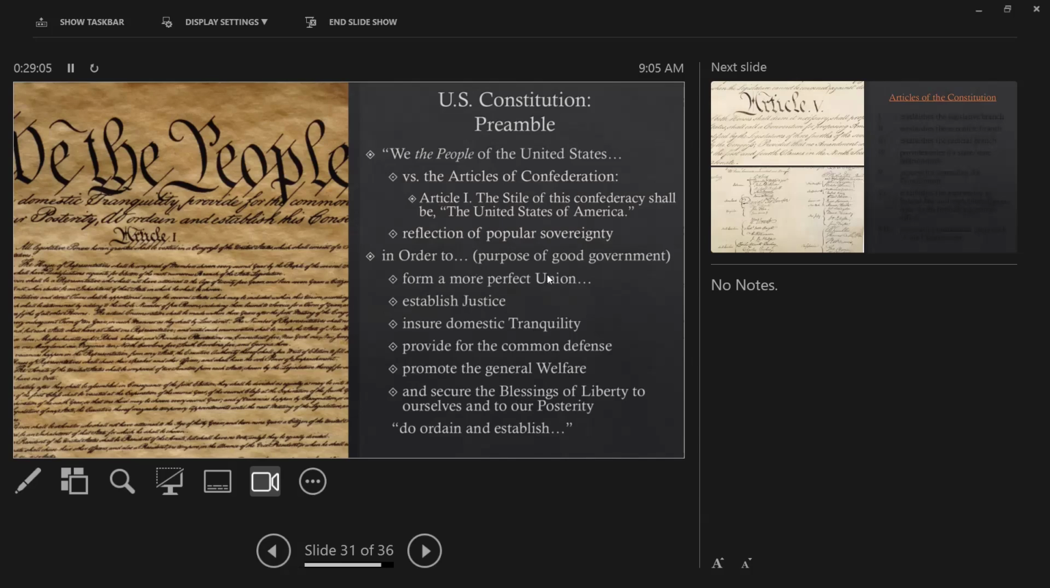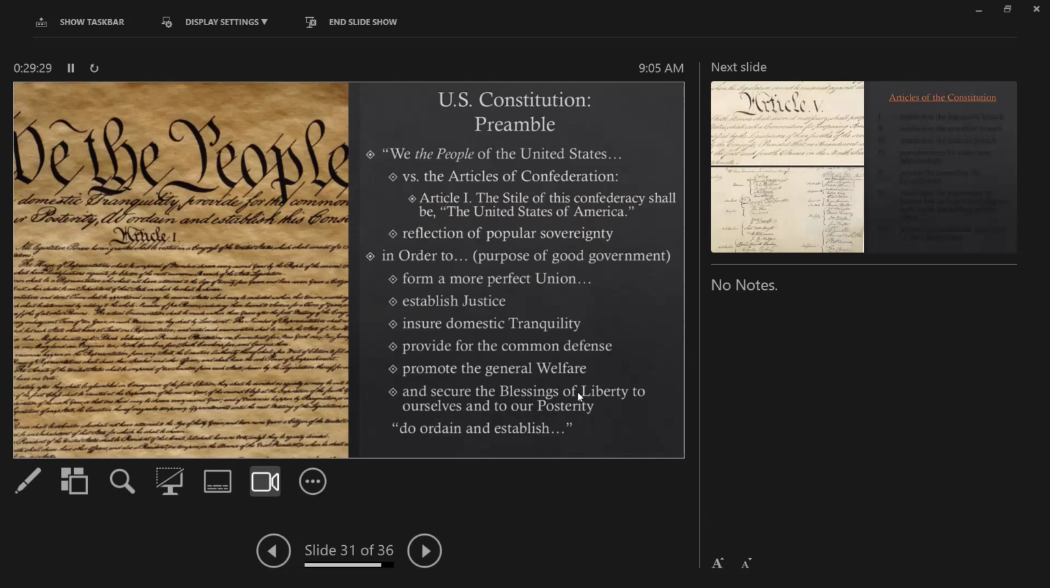And you see this list. What is the purpose of a good government? Unity, justice, peace, common defense, the general welfare of the people, liberty to ourselves and to our posterity, means your subsequent generations, children, grandchildren, great-grandchildren, on down the line. So a lasting liberty that continues on indefinitely.